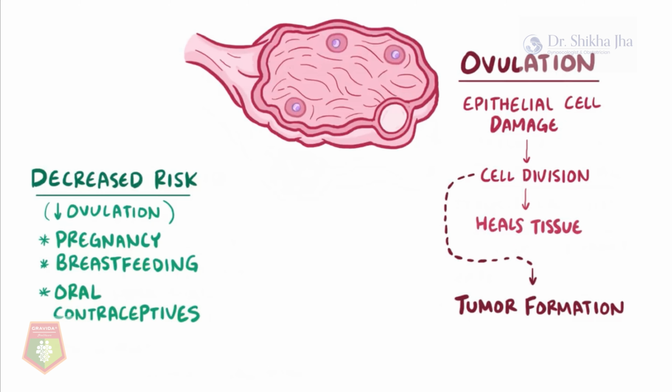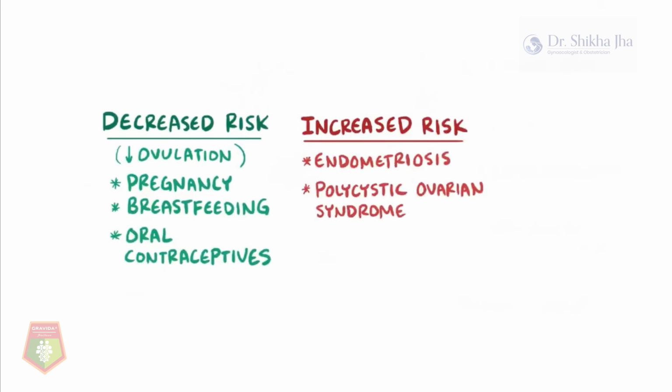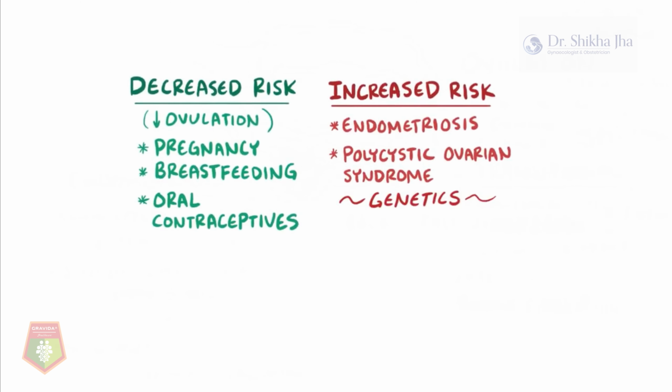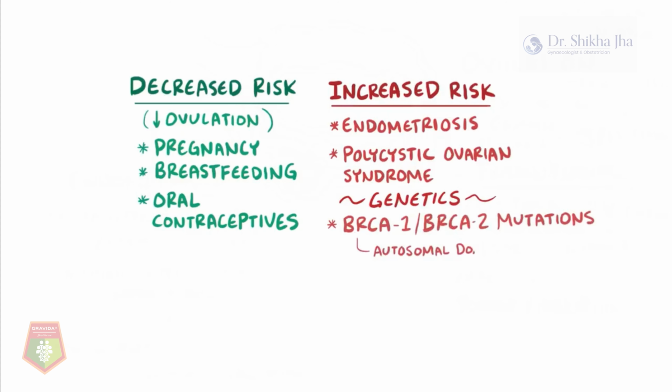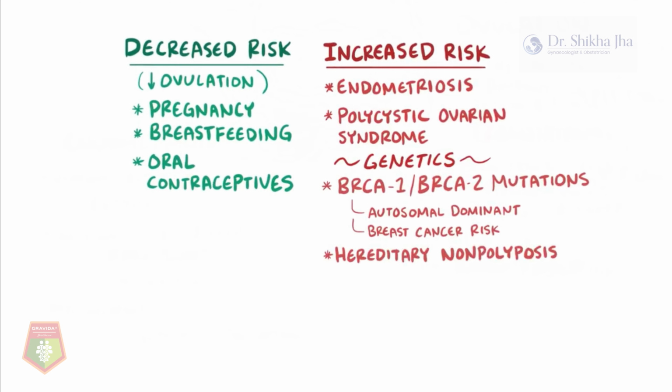On the flip side, some things that are associated with an increased risk include certain medical conditions, like endometriosis and polycystic ovarian syndrome. There are also some genetic risk factors, like having the BRCA1 or BRCA2 mutation, which are both autosomal dominant mutations, which in addition to ovarian cancer carry with them an increased risk of breast cancer. There's also hereditary non-polyposis colorectal cancer, also known as Lynch syndrome, which increases the risk of developing a number of cancers, including ovarian cancer.